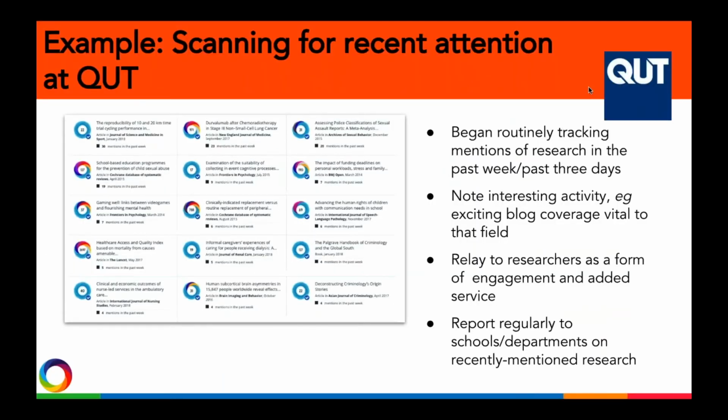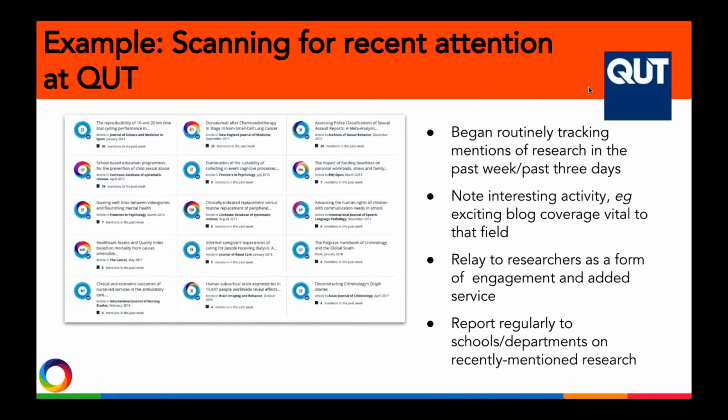We have an example from Queensland University of Technology. They started tracking recent mentions across their outputs and noticed some interesting activity and blog coverage that was really vital to a specific field that they would have missed, again, if they were only scanning for the top attention receiving outputs of all time. And when they relayed that information to researchers as a form of engagement, an added service, they found that the researchers and department were really excited about this.